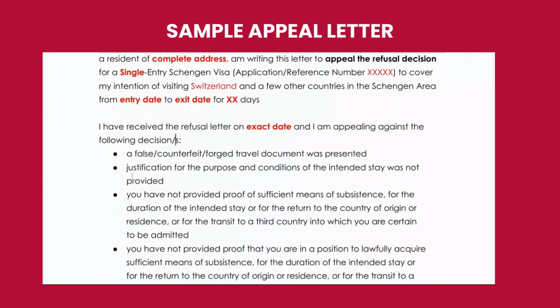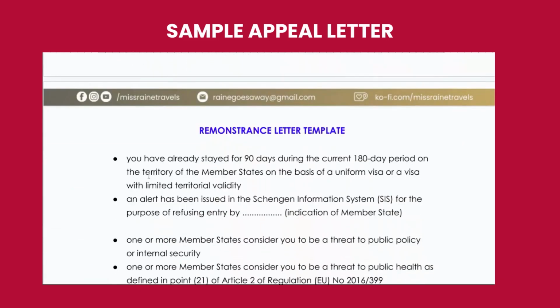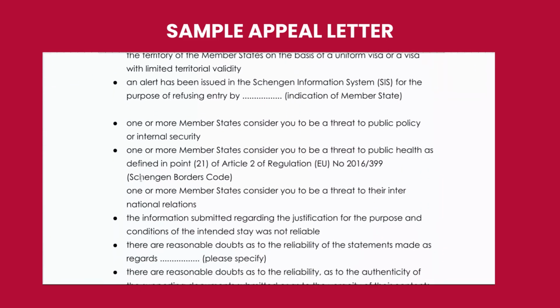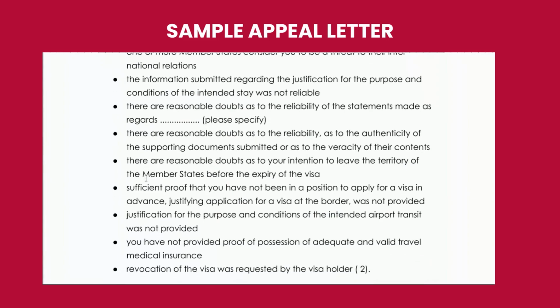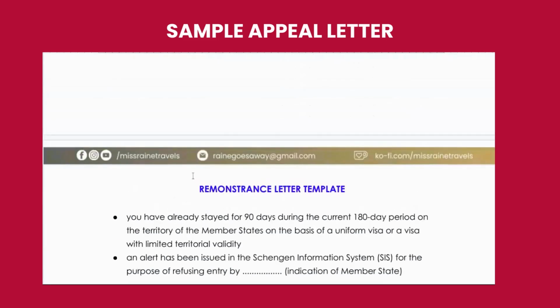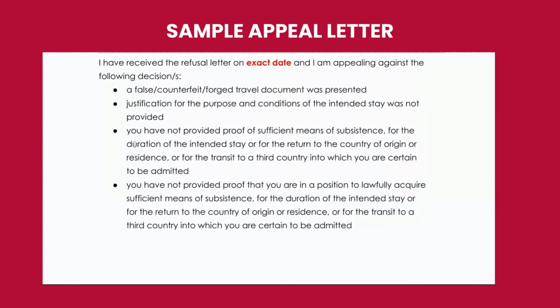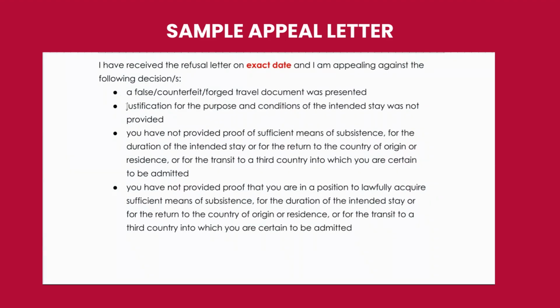I have the bullets for, I think, a total of 17 refusal decisions for the latest copy. So you can indicate which of them. For example, justification, this is the more common one. Justification for the purpose and conditions of the intended stay was not provided. So you have to indicate what that is.